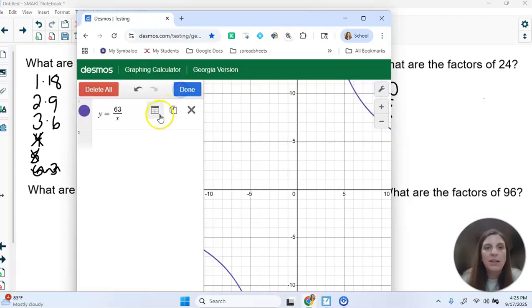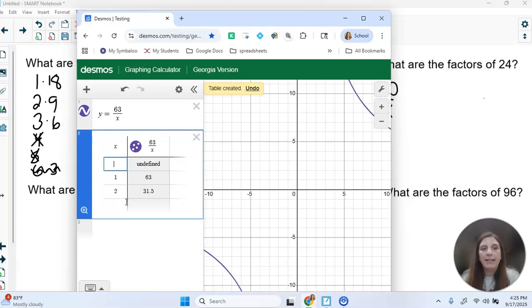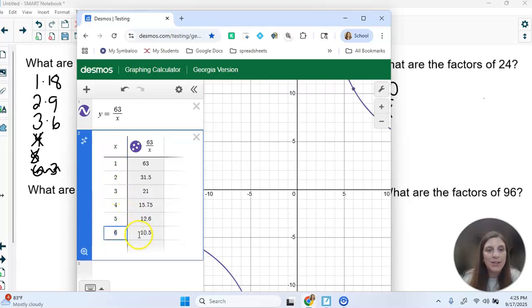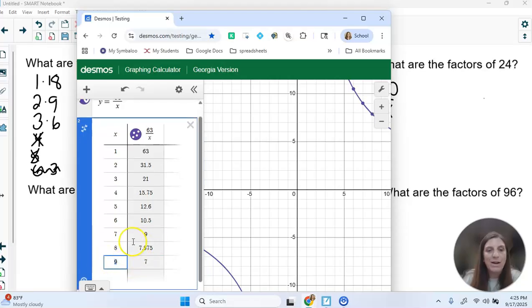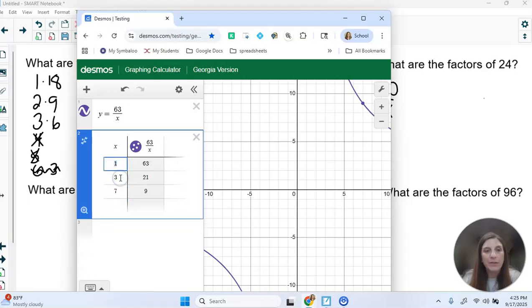Go to our settings wheel, get our table. I'm gonna go ahead and clean it up a little bit, and I'm just gonna keep entering until I start to see some of those repeats. All right, 7 and 9, 9 and 7. I'm repeating, so I know that I'm done. I'm gonna go through and get rid of any of my decimals. And this is my full factor list for 63.